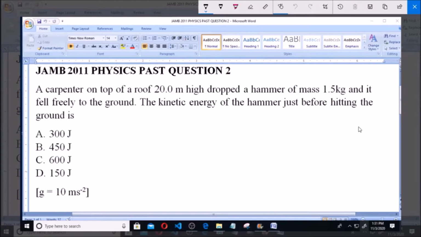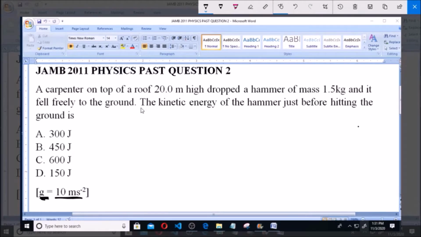A carpenter on top of a roof 20 meters high dropped a hammer of mass 1.5 kilograms and it fell freely to the ground. The kinetic energy of the hammer just before hitting the ground is A. 300 joules, B. 450 joules, C. 600 joules, D. 150 joules. And we are given g, acceleration due to gravity, as 10 meters per second squared.